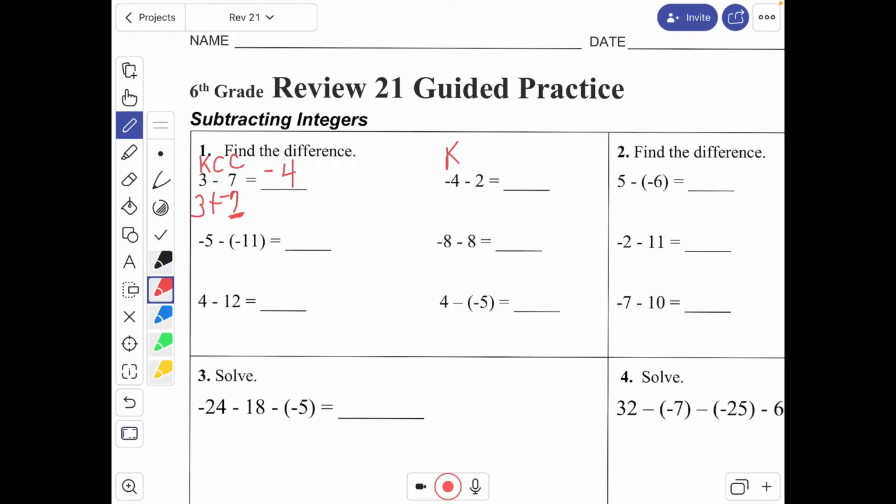First, change them to addition though. So let's keep -4, change to addition, and then +2 becomes -2. So we have -4 plus -2. Same signs, just add. And we take the sign that they both had, negative.